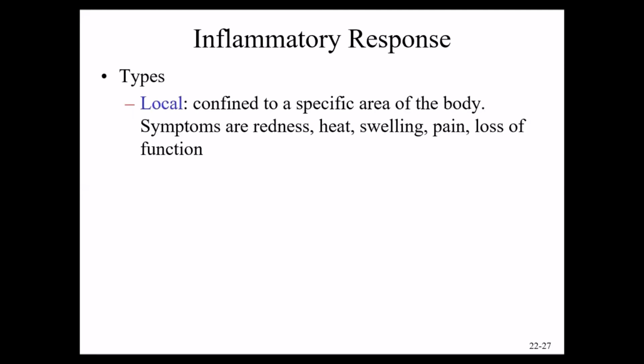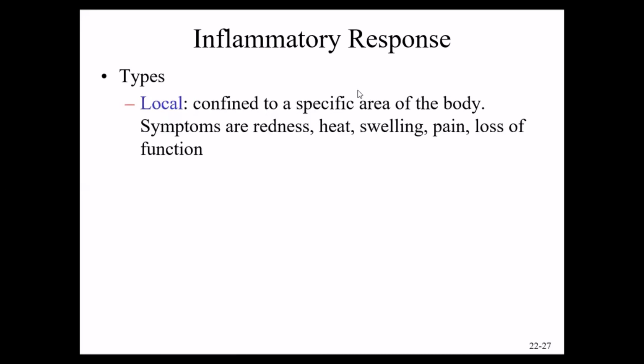Two main types we'll look at: localized inflammation. This is really what it sounds like. It's where inflammation is confined to a particular area of the body. Maybe you've twisted an ankle, or you've got a knee injury or something, and you've got swelling in that particular area. That's localized inflammation, one specific area of the body. And there's five common symptoms that you'll see: redness, heat, swelling, pain, and if the pain is severe and the swelling is severe, maybe even loss of function for that particular area.